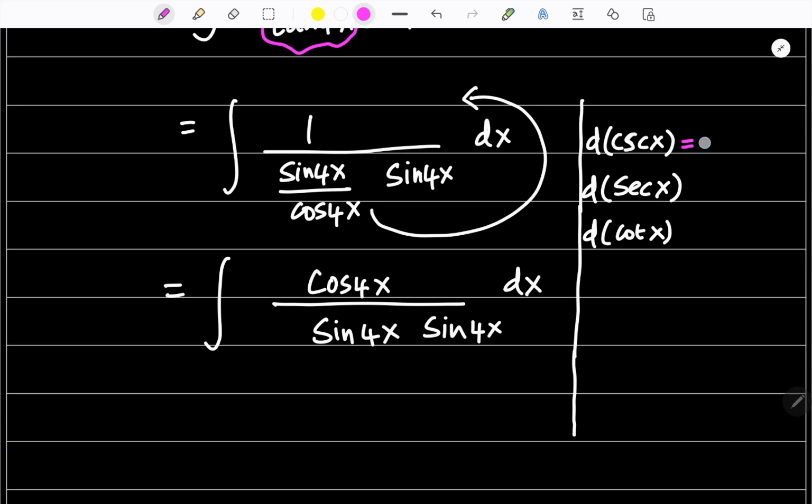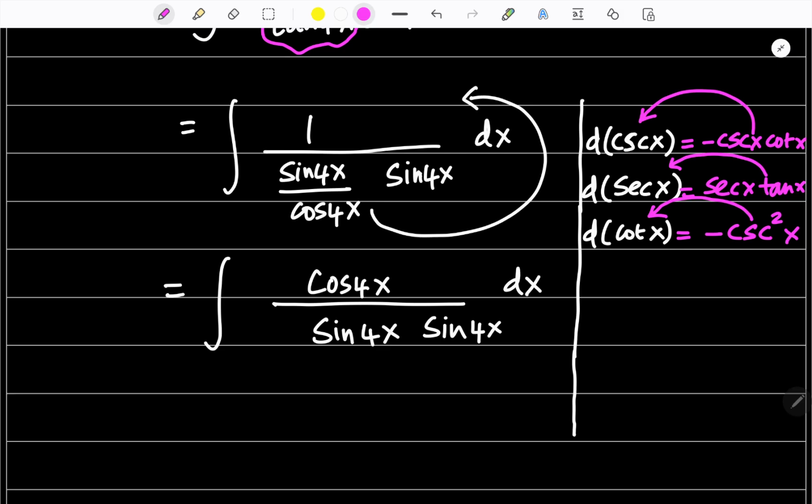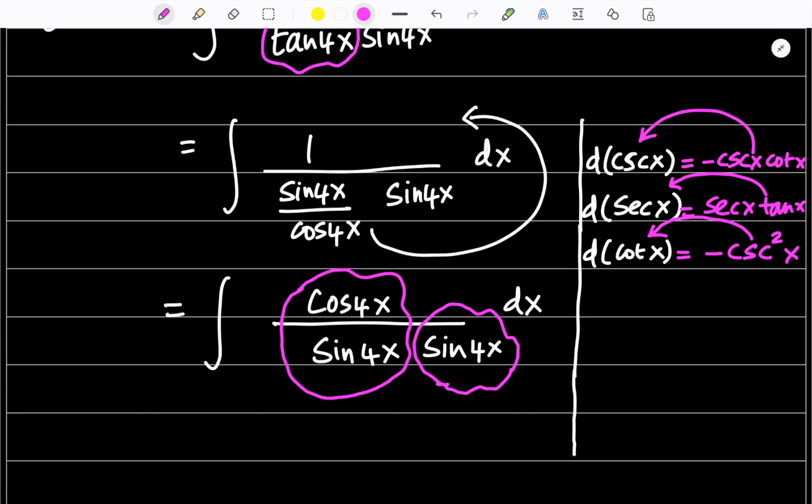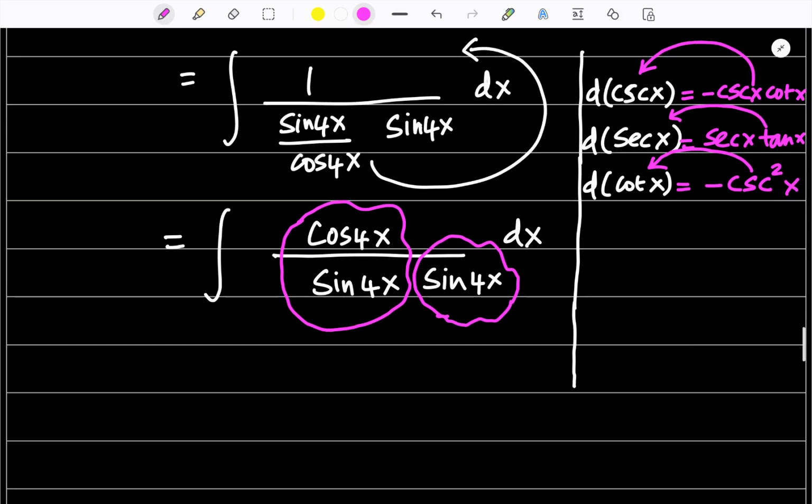The derivative of cosecant x is minus cosecant x cot x. The derivative of secant x is secant x tan x. The derivative of cot x is minus cosecant square x. If you integrate this one, you will get this answer with minus; if you integrate this one, you will get this answer; if you integrate this one, you will get this answer with minus. But is there any possibility here? We'll think about it. Cos by sine is cot, and cosecant is coming, right? So I wrote it as integral cosine 4x divided by sine 4x times 1 over sine 4x dx.